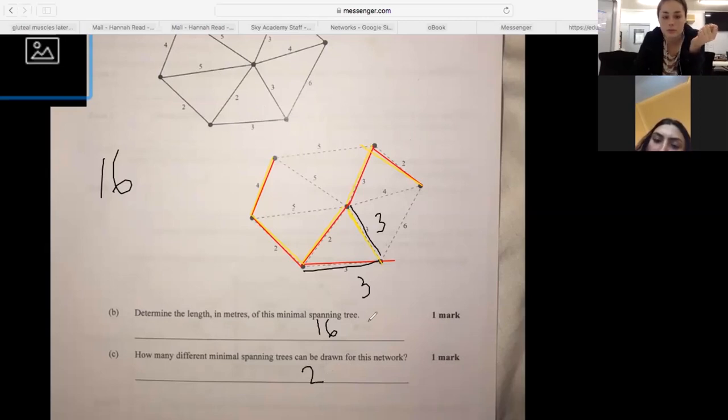So I think it's 2. Yeah. Does that make sense? Yeah. Cool. Because say we chose to do this line instead of the 4, that one's worth 5, and so that would give us 17 instead of 16. Yeah. Sweet.